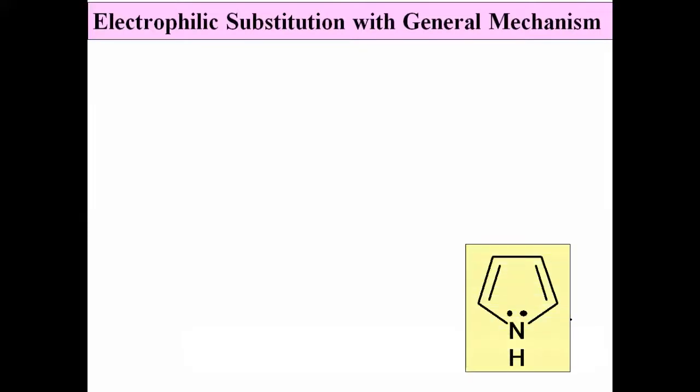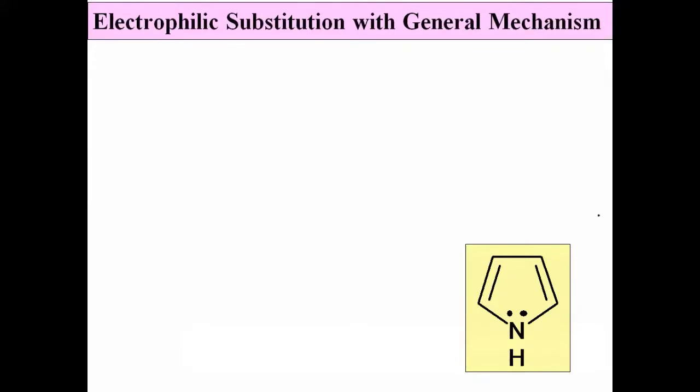Okay, this is the Pyrrole compound. We know that Pyrrole is an aromatic compound. It has 6 pi electrons. It shows general electrophilic substitution. Now, why does Pyrrole show electrophilic substitution? Because in Pyrrole there are 6 pi electrons, meaning there is an electron cloud over and below the plane of the ring.